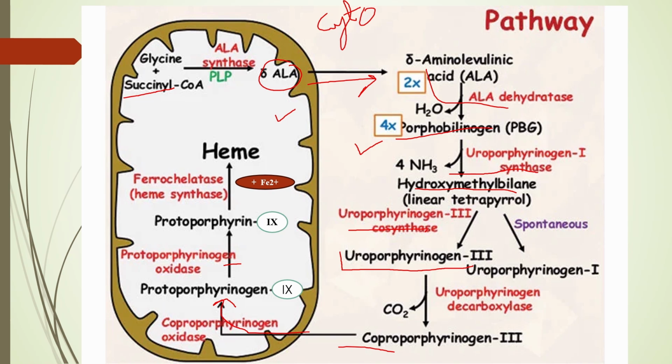Then this protoporphyrinogen 9 is converted into protoporphyrin 9 in the presence of the enzyme protoporphyrinogen oxidase. And then the enzyme ferrochelatase inserts the ferrous iron, that is Fe2 positive, into the center of the ring to form the functional heme molecule. So heme contains the protoporphyrin ring 9 and also the Fe2 positive molecule, then it is called the heme molecule.